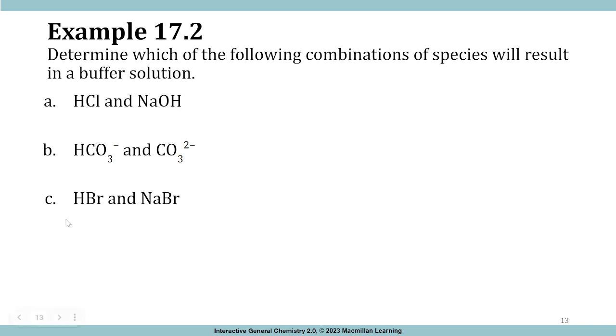Okay. And so this is not going to make a buffer solution, even though it has a common ion effect, because this has no basicity to it. Okay? It's a strong acid, strong base pair sort of thing.